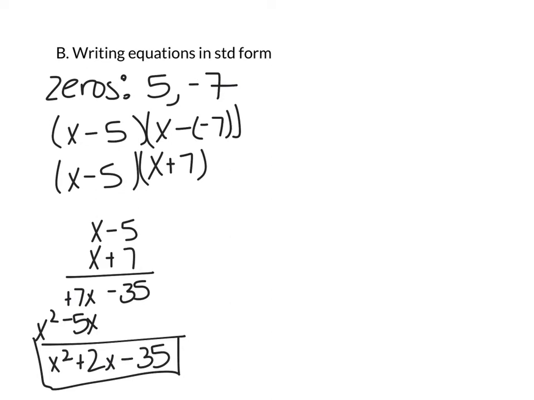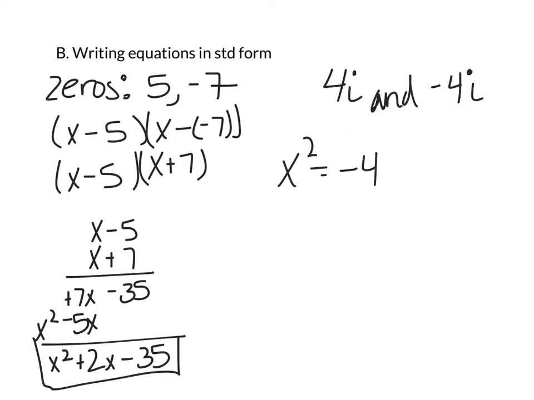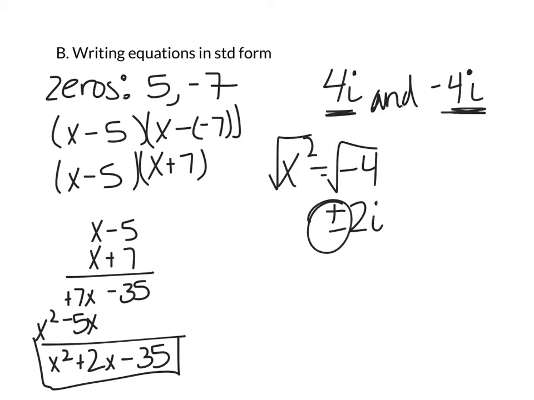That's not too bad, but what if our zeros are imaginary? How about 4i and -4i? Our imaginary zeros always come in pairs. The quadratic must have real and rational coefficients. So how do the imaginary numbers come out of that? Well, when we're solving something like x squared equals -4, when we take that square root, we get plus or minus 2i. And it's always plus or minus, which is why our imaginaries always come in these pairs.